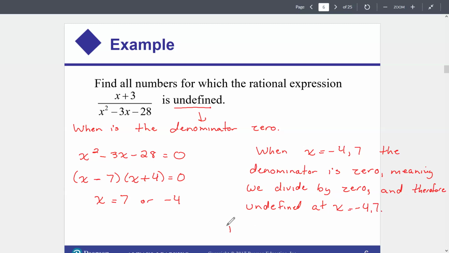So if I'm looking for my domain, it can't be -4 or 7. Another way of saying it is that we can have everything from -infinity up to -4, then union, we start on the other side, -4 up to 7, then union, we start on the other side of 7 and go up to infinity. That will give me my domain.